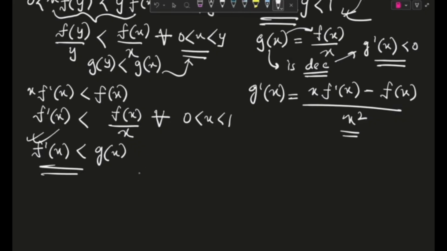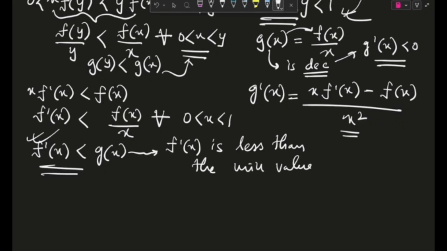Like a very beautiful question. So what we can say is, because f dash x is less than g of x, obviously I can say something like that f dash x will actually be less than the minimum value of g of x, right? Because it is less than g of x. So f dash x, I will write it also. F dash x will actually be less than the minimum value of g of x, which is nothing but your g of 1.